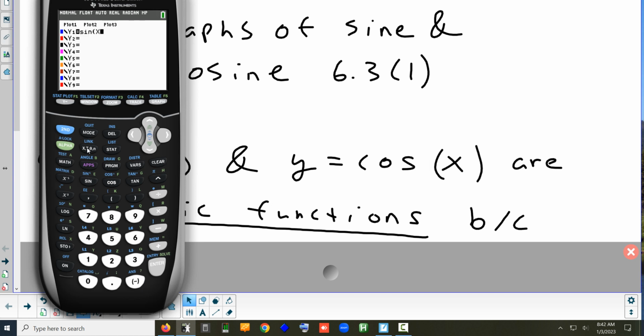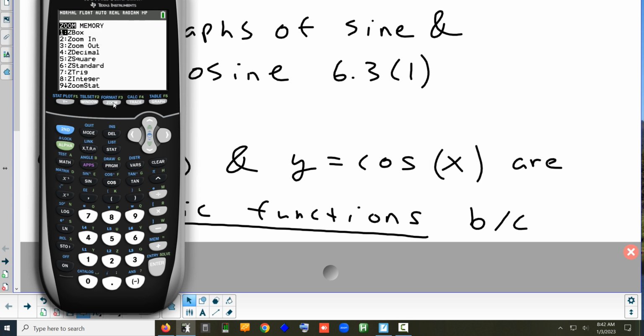All right, so sine of x. Actually, before I even hit graph, does anybody know what the graph of sine looks like? Yeah? It looks like, I guess, like a wave. Yeah, it's going to look just like a wave.